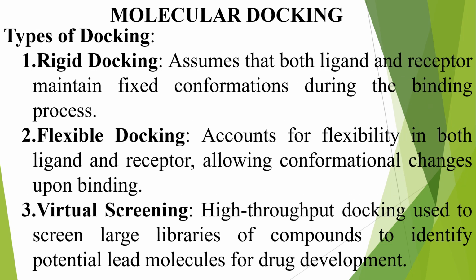Major types of docking. 1. Rigid docking assumes that both ligand and receptor maintain fixed conformations during the binding process. 2. Flexible docking accounts for flexibility in both ligand and receptor, allowing conformational changes upon binding. 3. Virtual screening. High throughput docking used to screen large libraries of compounds to identify potential lead molecules for drug development.